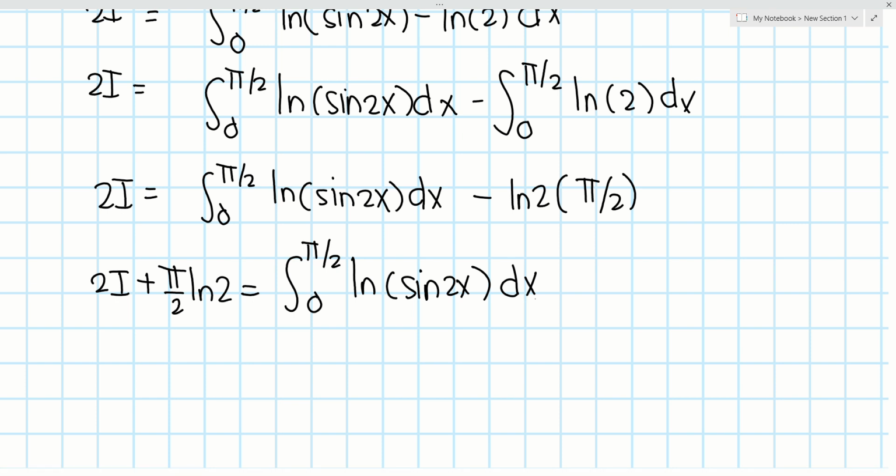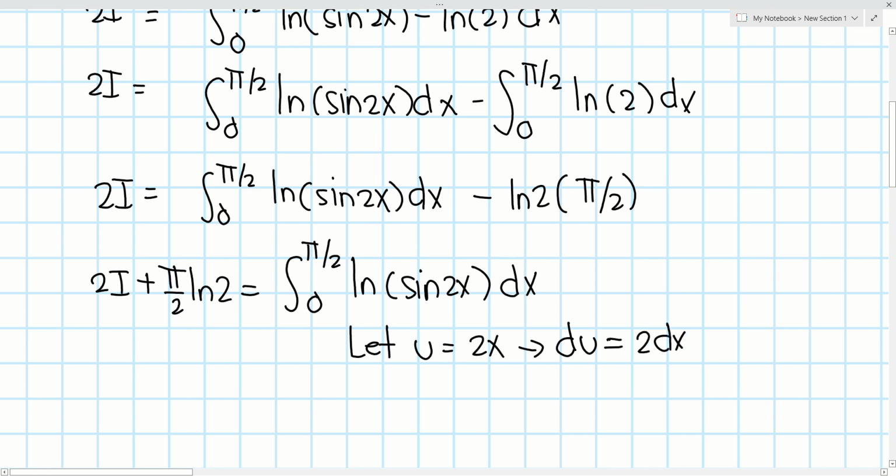Okay, and then we have to evaluate this one. We can let u be equal to 2x, and then we get a du of 2 dx. And then we get the bounds. The bounds is basically 2x, so it's just 0 to pi. Yep, 0 to pi.